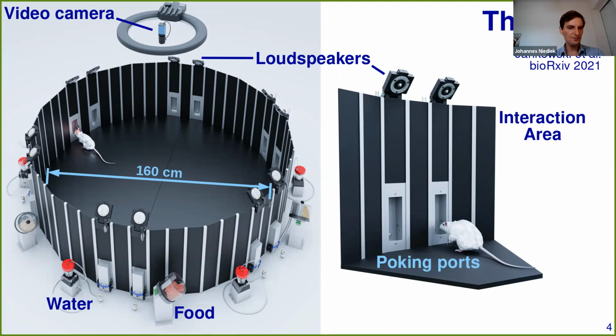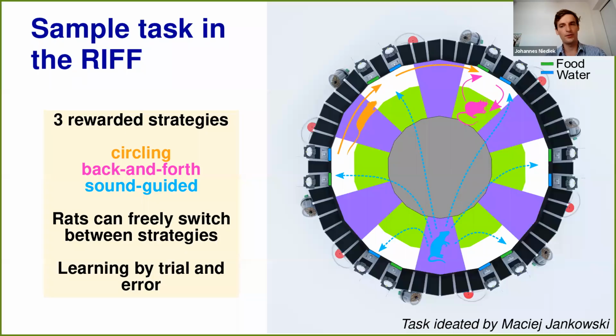And the RIFF can be programmed to implement arbitrary tasks. For example, you could say that food should only be available when the rat is at a certain position at a certain time, or when it had a certain running speed 1 minute ago, or when it manages to poke into poking ports in a certain complex sequence. But here, I would like to present only one such task.